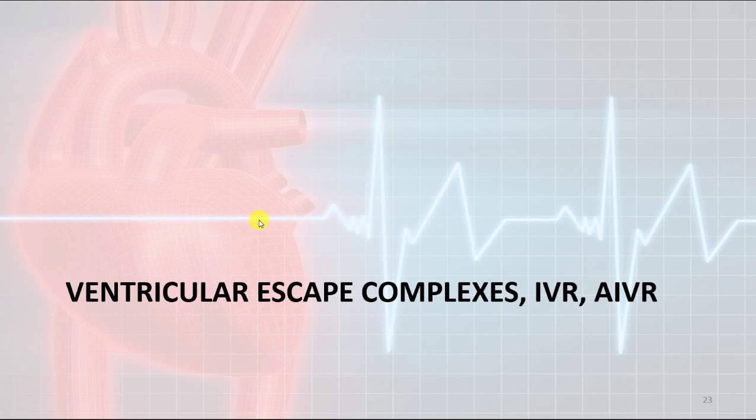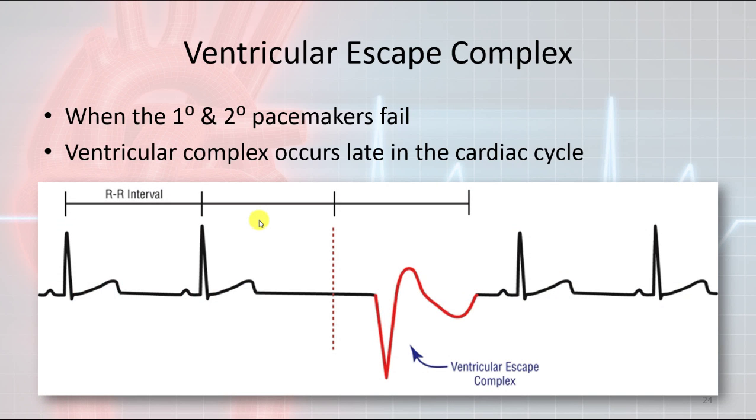Let's move on to ventricular escape complexes, idioventricular and accelerated idioventricular rhythms. In a ventricular escape complex, the key here is it's ventricular, so you know it occurs in the ventricles. The escape complex means that it occurs what? That would be after the expected R to R interval.